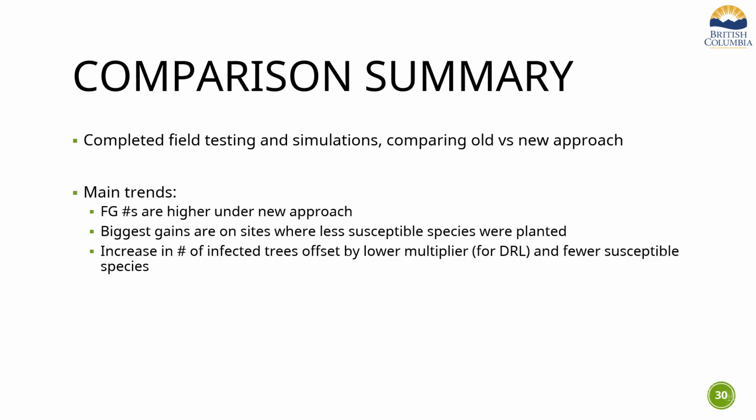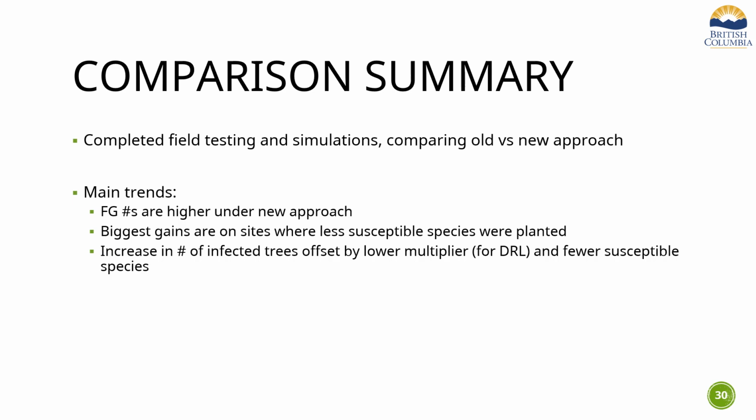We tested this process on 3 sites and used more than a dozen simulations. Overall, it will lead to higher free growing numbers. The biggest gains will be when you've planted less susceptible species. For Armillaria, you will often end up with higher free growing numbers now because fewer species are being classified as highly susceptible. With laminated, you will also end up with higher numbers because the multiplier has been decreased from 4 to 2.